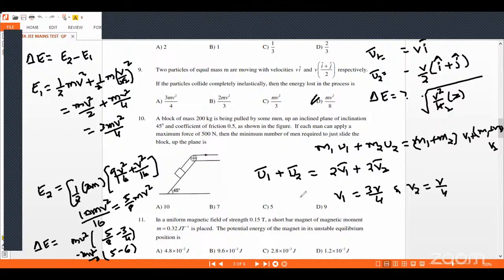Option D. Right? Fine. So every time, we can expect one question from these collisions. So please concentrate, please concentrate on it according to your trend analysis.